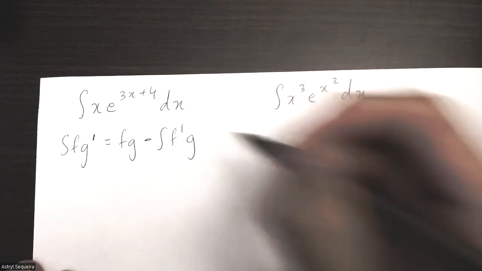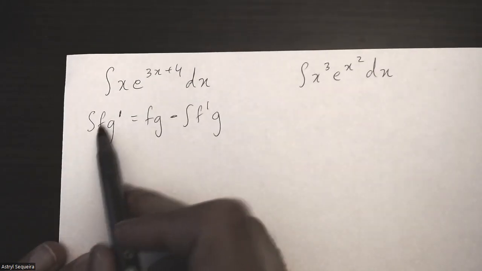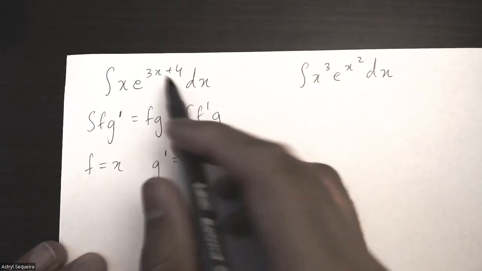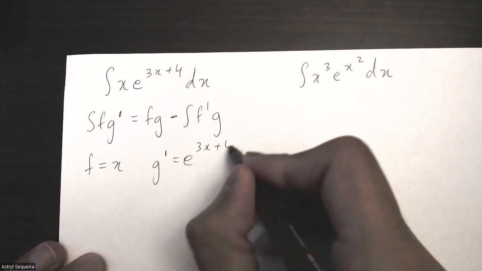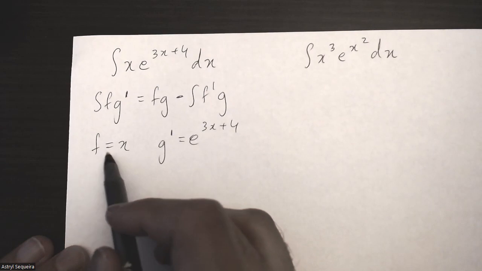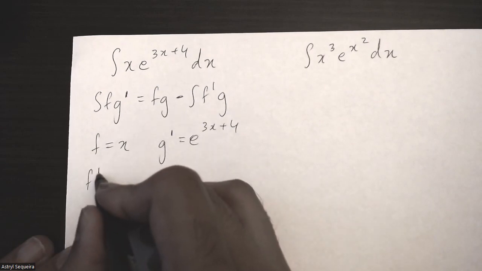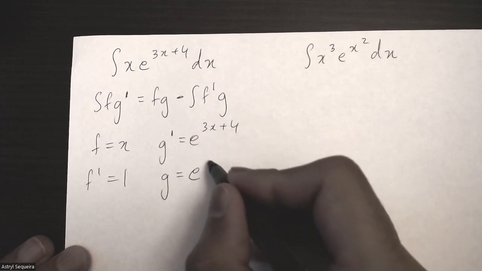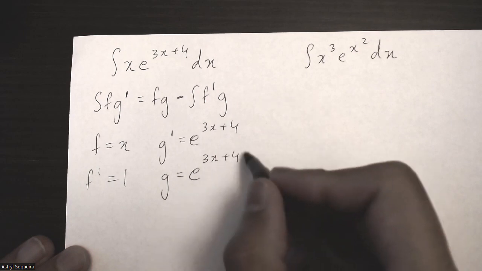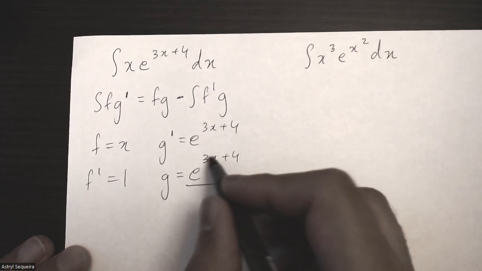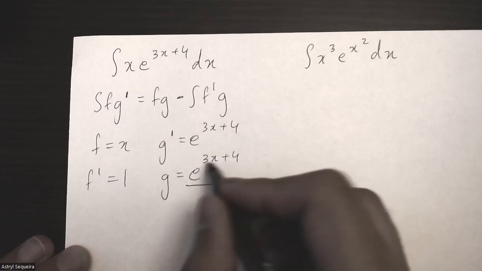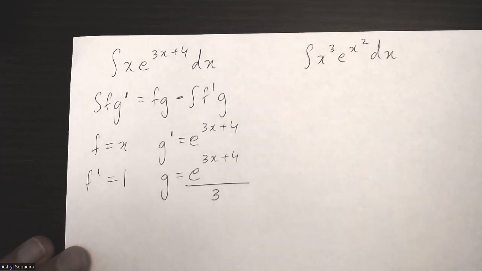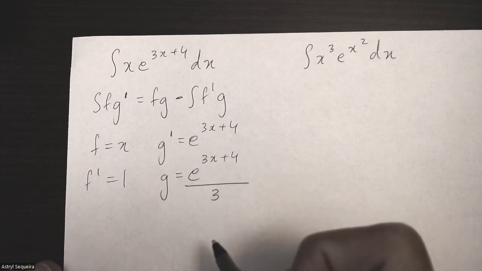f prime g. In this question here, I'll pick f as x, and I'll pick g prime as e to the 3x plus 4. I need to differentiate the first one. I need to integrate the second one. So f prime equals 1 and g equals, this you can do with substitution, but it's pretty easy to tell the solution instantly. For an e function, it's just the same thing divided by the derivative of the exponent, and that's assuming that it's just a linear expression in the exponent. You can't really do this for all types of e functions, only ones with a linear exponent.